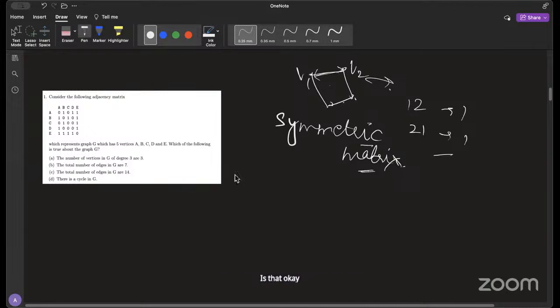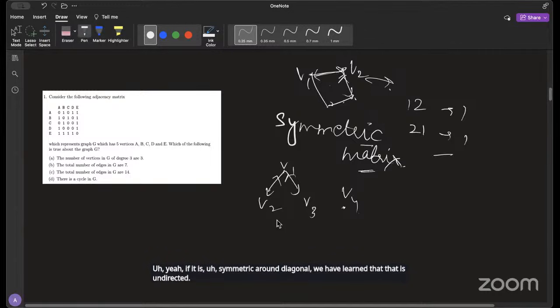Ma'am, if it is a symmetric matrix, then it is an undirected graph, right? No, it's not. That's what I was explaining. It's not necessarily an undirected graph, because you can have a directed graph like this, right? Now, if you have this graph, V1, V2, V3, and somewhere here V4. If it is symmetric around the diagonal, we have learned that that is an undirected graph. For the exam, can we consider it as undirected, right?